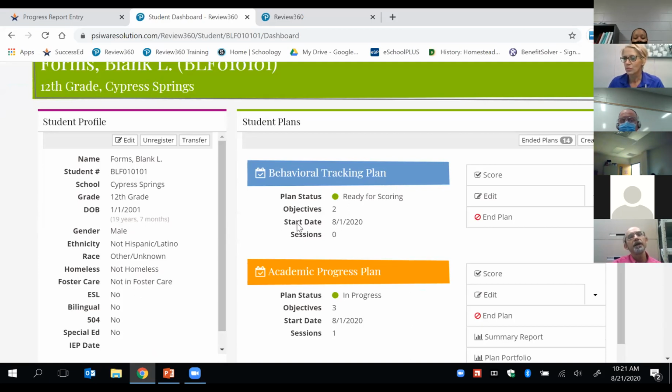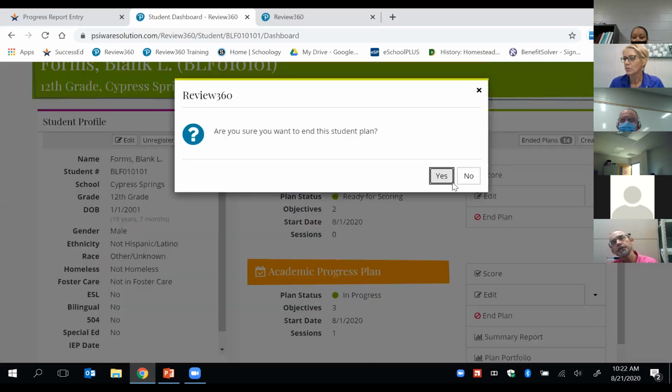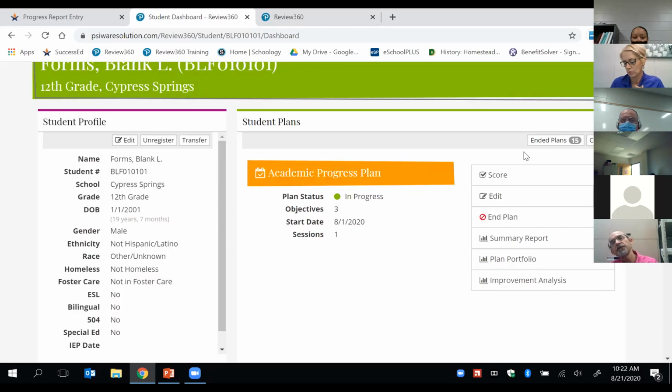But let's say that you do have something sitting out there. You need to get rid of it because all this stuff here is essentially like the old data collection sheets. After you have a new meeting, you got to get rid of the old data collection sheets and create new ones. Well, the analogy of getting rid of the old data collection sheets here is simply ending the plan. Now, I want you to pay attention to see where it says ended plans. Right now, this says 14. As I end this plan, it's going to archive up here. And now it says 15.